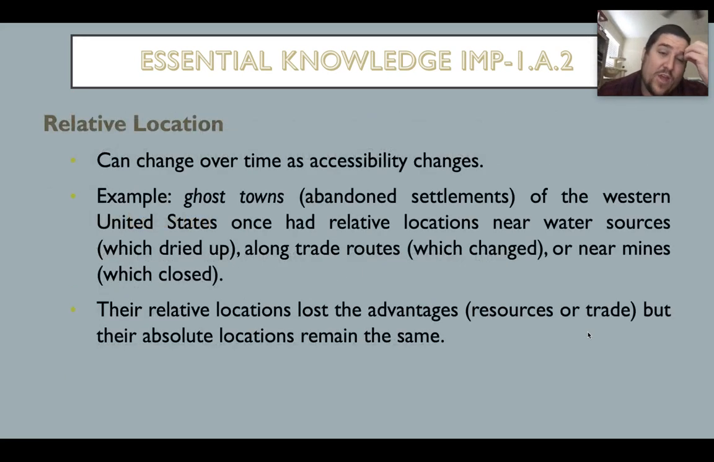So relative location can change over time as accessibility changes. Ghost towns were once next to water sources, trade routes, or near mines that have closed up, which means that town ceases to exist. They lost their relative location. They lost the advantage of that location, therefore they did not sustain. So like I said, relative location changes significantly as society changes.